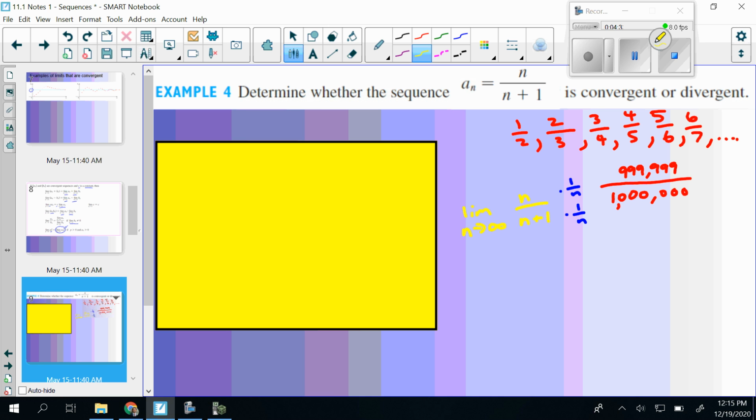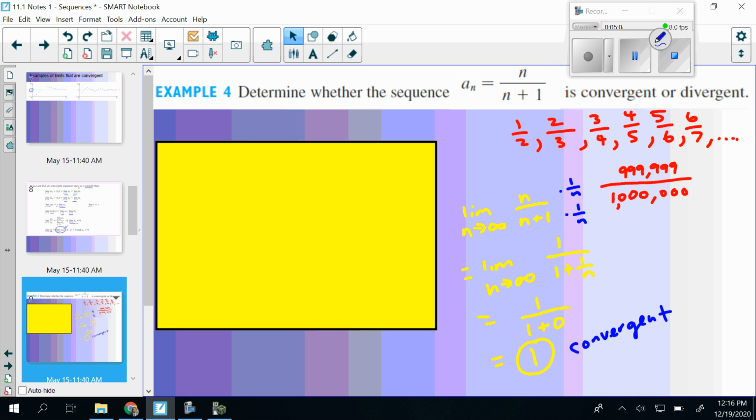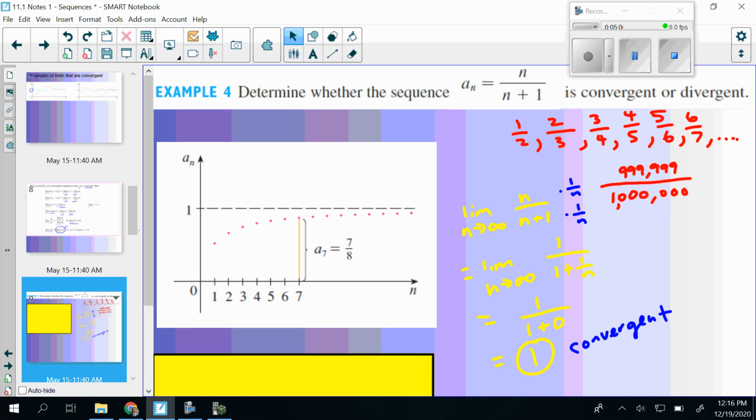So what's that make our limit now? Well, we'd get the limit as n approaches infinity. The top would just be 1. On bottom we'd have 1 plus 1 over n. As we go to infinity, remember 1 over n approaches 0, so this is now 1 over 1 plus 0, which is just in fact 1. So this limit is approaching 1, which we would say is a convergent sequence. Here's a graph of it so that you can see it's also approaching 1.